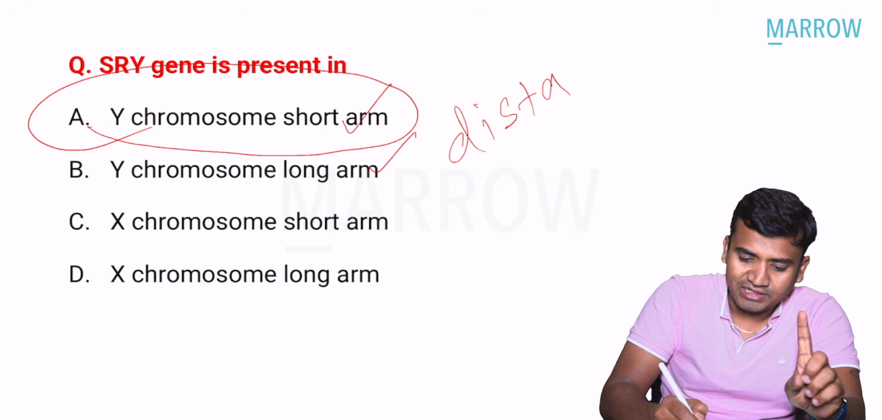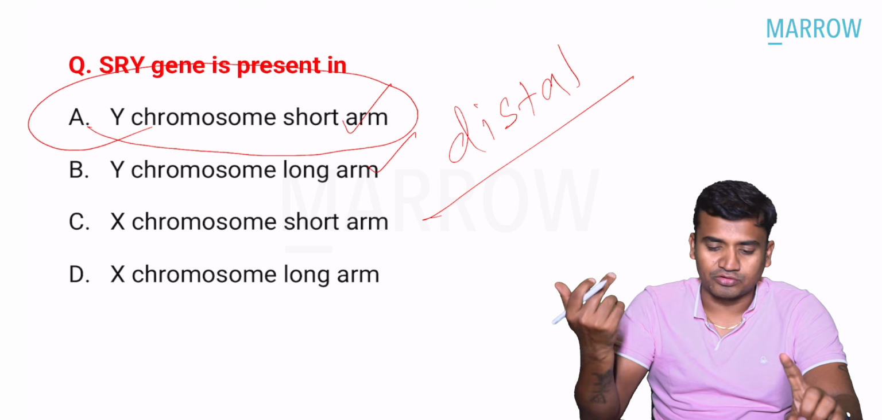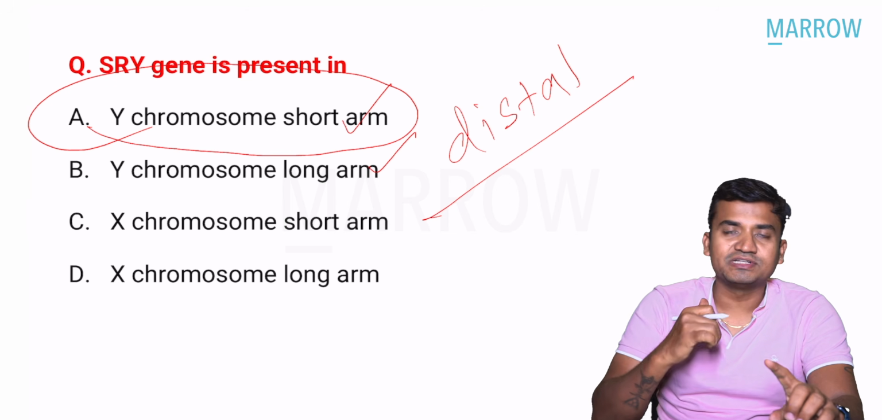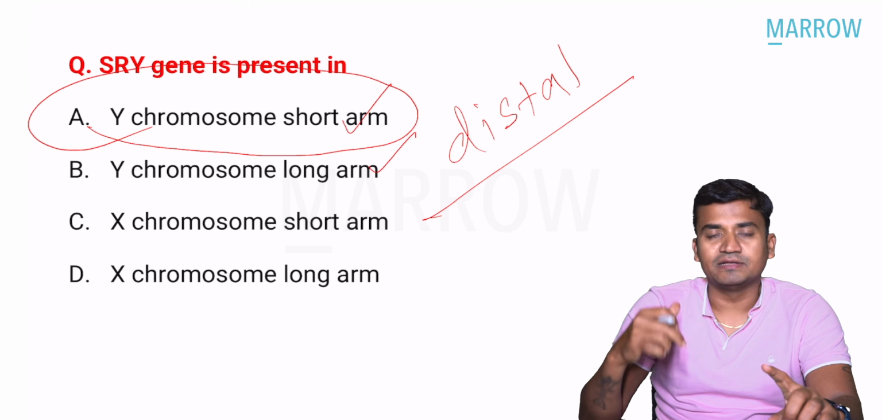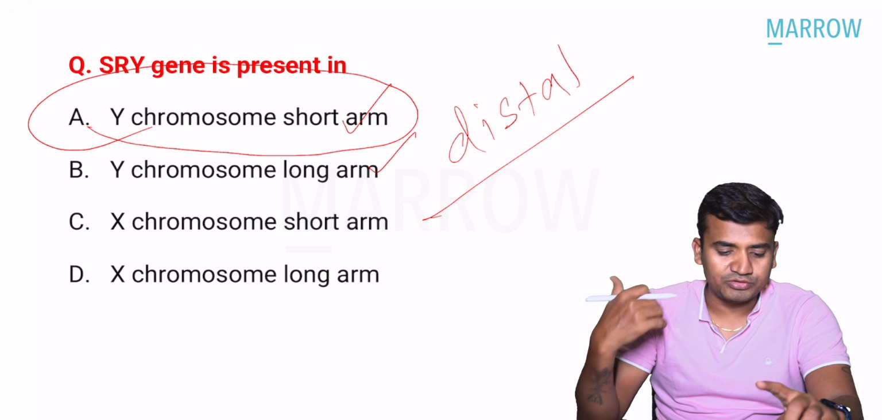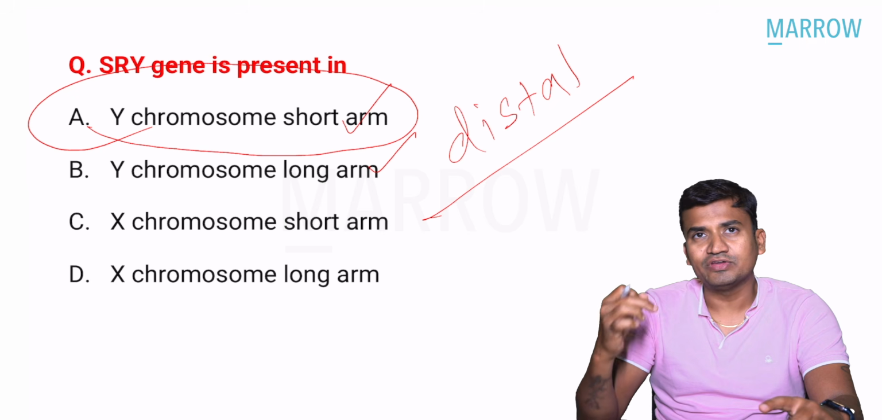Next time again, I am saying, in 2023 November or 24 INI-CET, they will give you this question again and they will add the word distal. Distal end of the short arm of the Y chromosome. That is the location of the SRY gene.